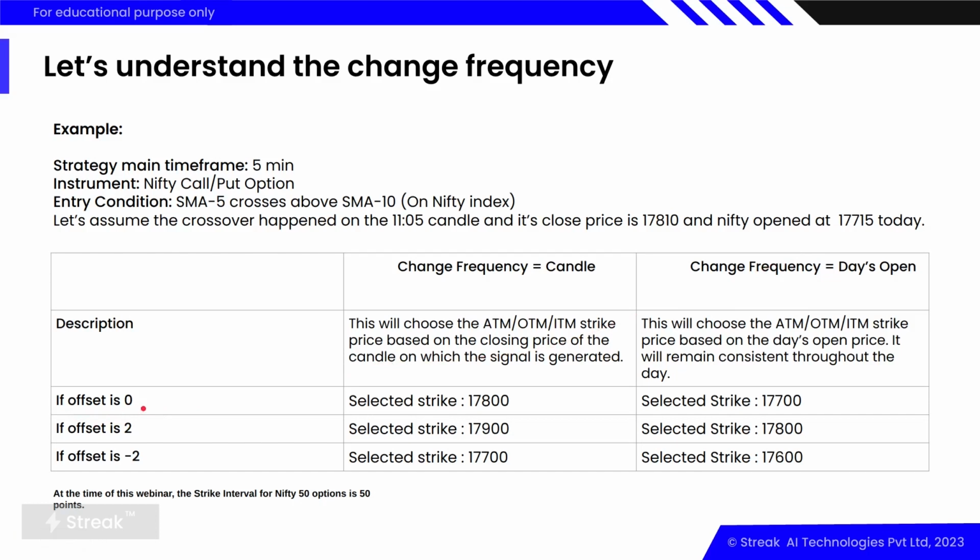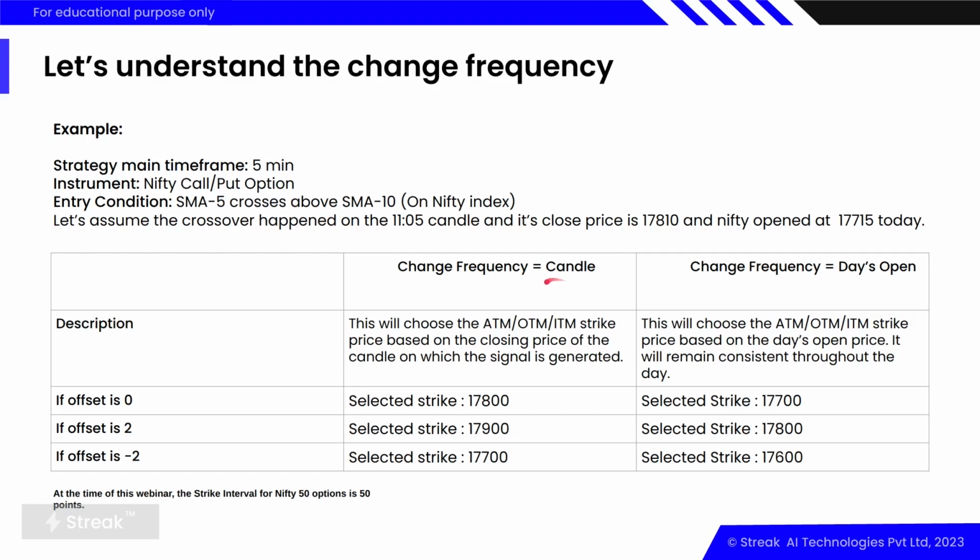Now I need a reference price for selecting the at the money strike, right? So my underlying is the Nifty 50 index and I have selected candle as the change frequency. That means whatever the closing price of the signal candle was, that will be considered. And my signal candle is the 11:05 candle. So at that time, the closing price of this candle was 17,810. So my at the money strike will be 17,800 as per the change frequency candle, right?